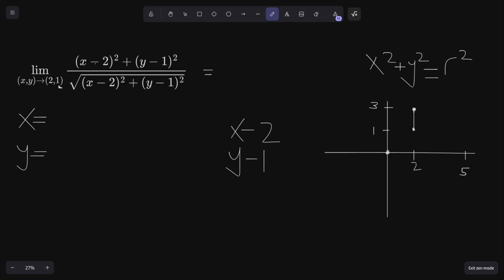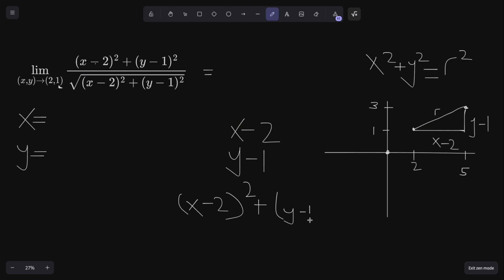Next step. Let me show you this. Let's say I have a point at (5, 3). The distance in the x direction relative to this point is x minus 2. And the distance in the y direction relative to this point is y minus 1. And this is the radius that I'm looking for. So once again, if this is x minus 2 and this is y minus 1, I can use the Pythagorean theorem. So (x minus 2) squared plus (y minus 1) squared is equal to r squared.